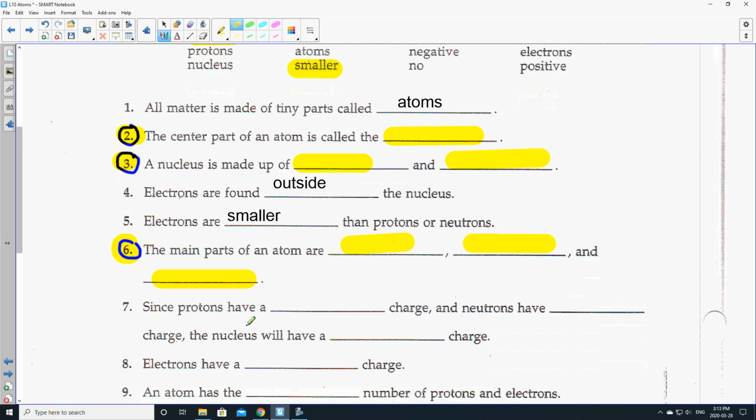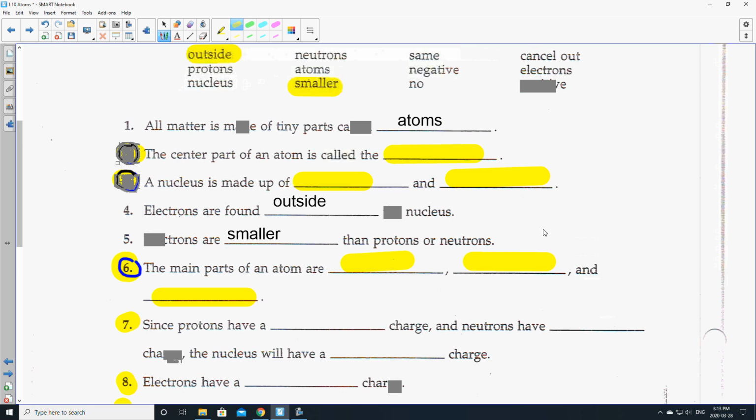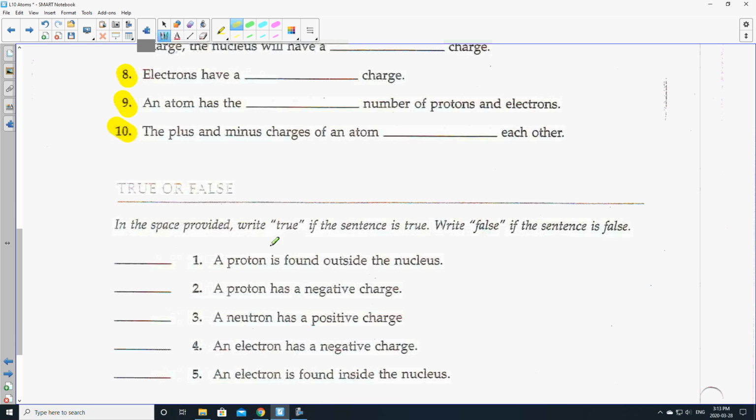I want you to continue on with this. It might be quite challenging for some of you to get all of these answers, but basically I want you to complete all of these questions. Fill out all these blanks using these words. Then I also want you to write down true or false. T for true, F for false.